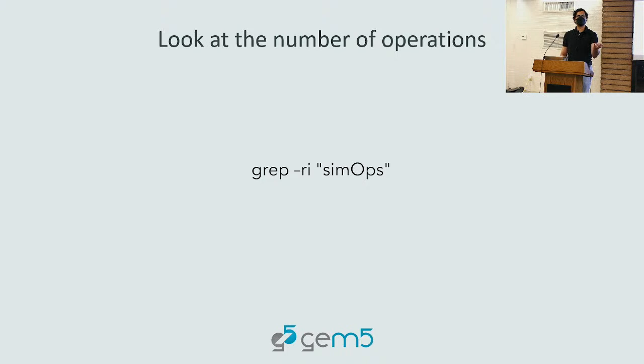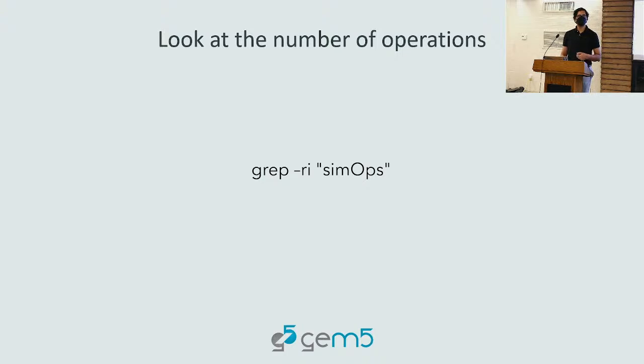I want you to just look at or run that command on Linux in wherever you have your results and tell me, what do you see? Like, how do they compare across CPU models? The same? Should they be the same? Yes? Would someone elaborate?